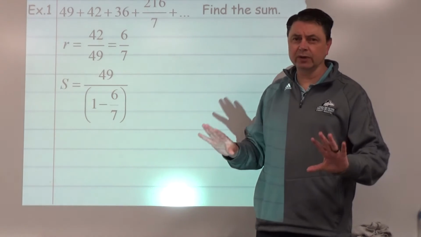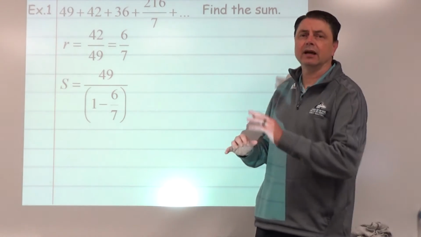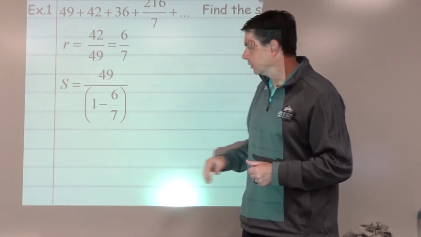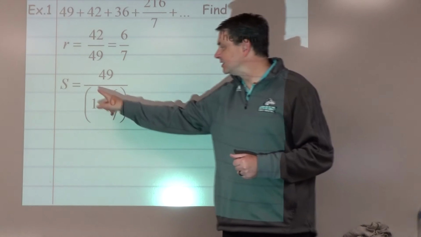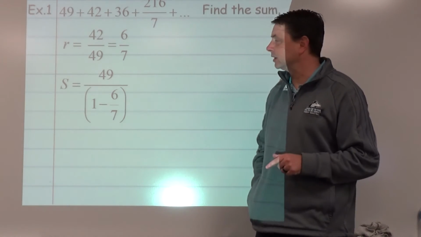We're not going to totally rely on the calculator because we don't want to get a decimal that's not exact. I'm not sure what will come out here. So 1 minus 6/7 is 7 over 7 minus 6 over 7. So that's 1/7.